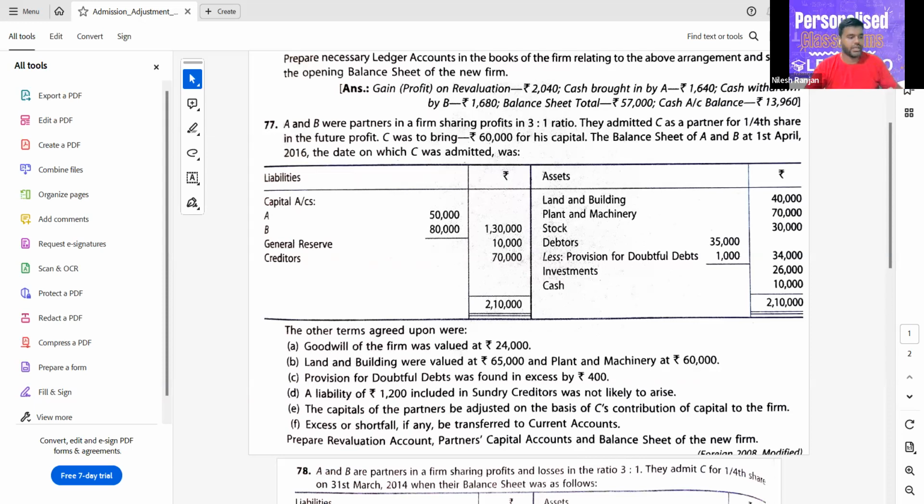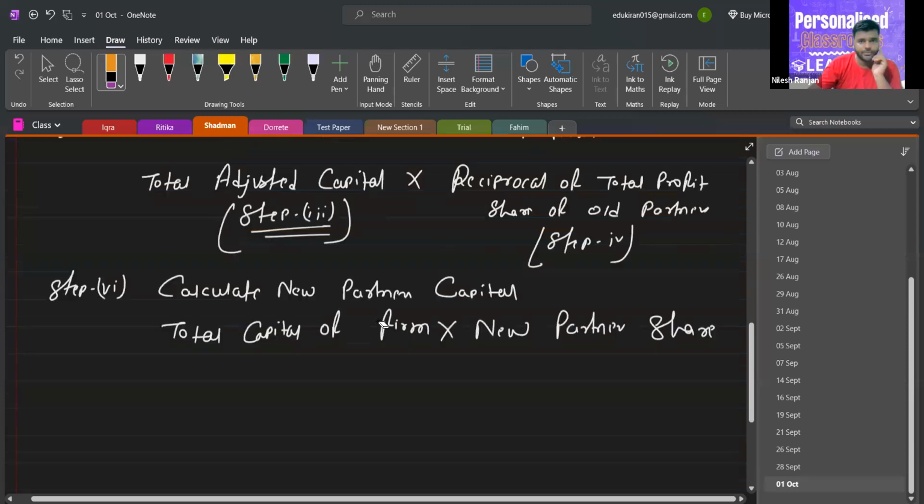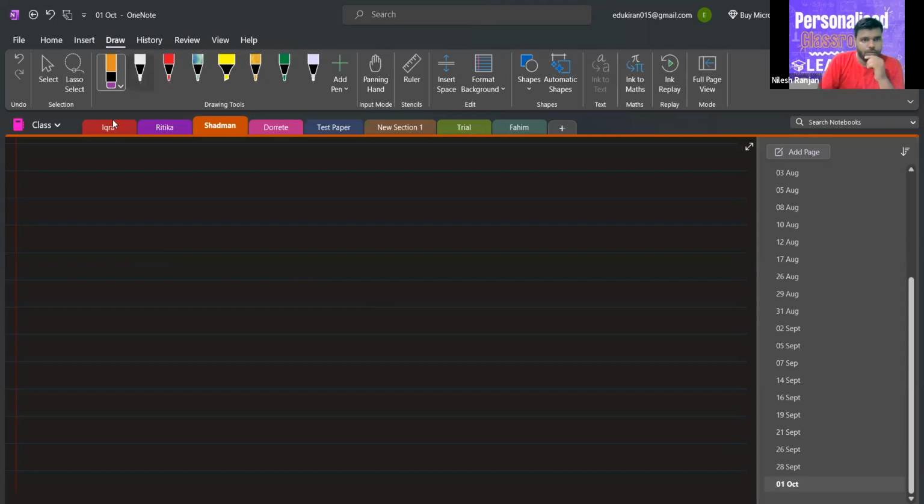Let's solve this. I will solve the portion from the book. If you want to see the portion, then take the screenshot. Yes, sir, done. Taken the screenshot. Okay, so question number 77 it is.